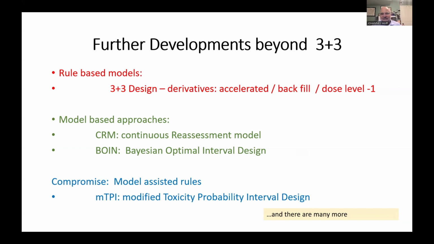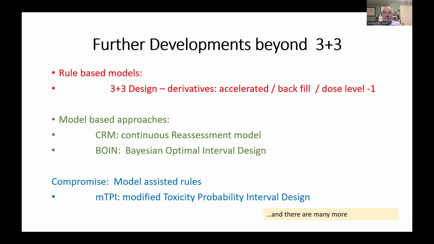But it has some drawbacks, one of which is it's more complicated. If you have to explain why you're going up or down, the 3+3 design is a very simple thing that's very simple to explain. Try to explain a Bayesian model and why the dose goes up or down, or why you stay at the same dose level. That is difficult, and sometimes you need to explain things.